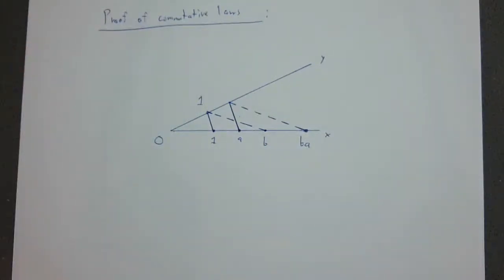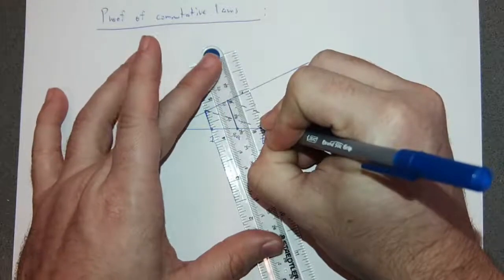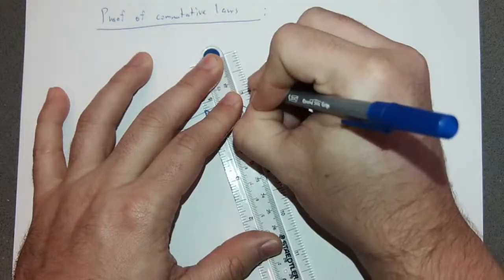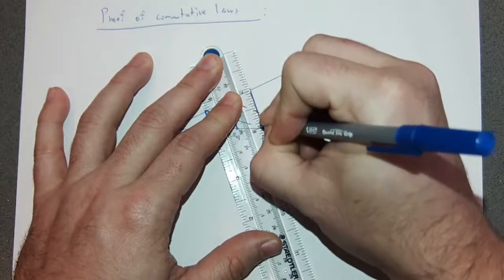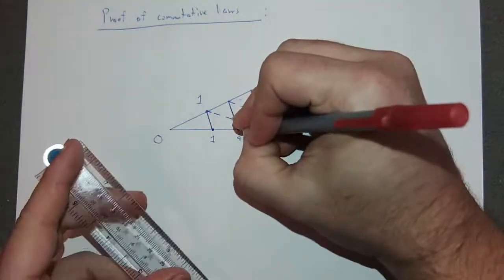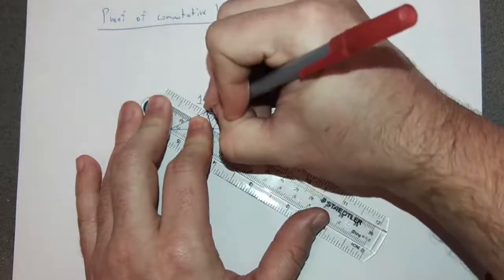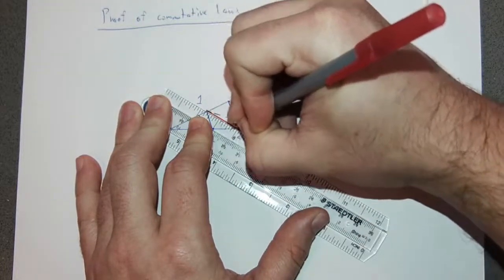So let's do that. Then I draw a solid line from B to some point on the y-axis, and this is parallel to my other two correspondence lines. Okay. And now I draw a line from A to 1 on the y-axis. So I draw a line here.